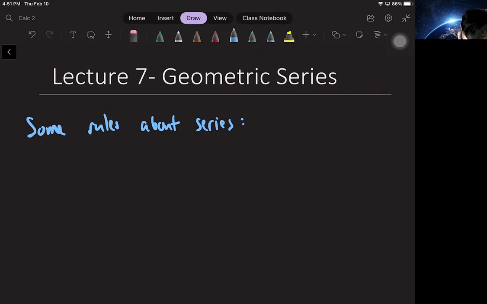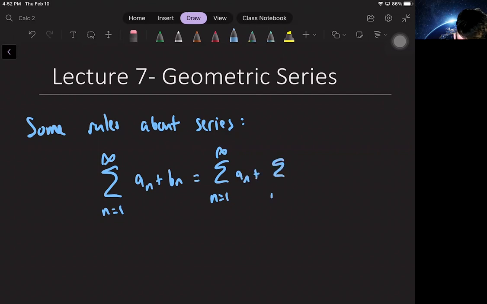All these rules come from the fact that we're really using limits. So this first one is, if you have a series and you have two things added together in the series, then you can split it up and do each one independently. Or you can go vice versa. If you have two that are separated, you can put them together. And so you need them both to converge for this to work.